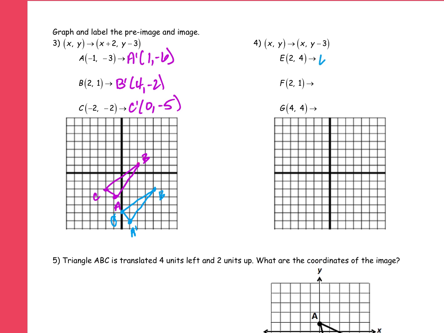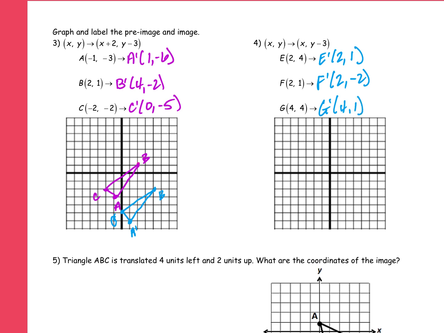Looks like X is staying the same. So we've got 2 and I'm subtracting 3, so that should be 1. F prime is 2, negative 2. And G prime is going to be 4, 1.